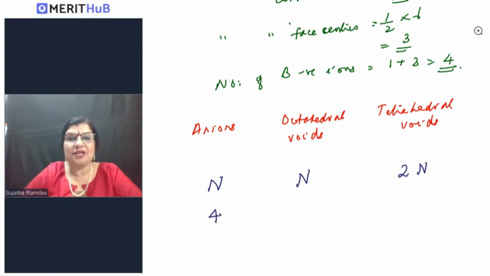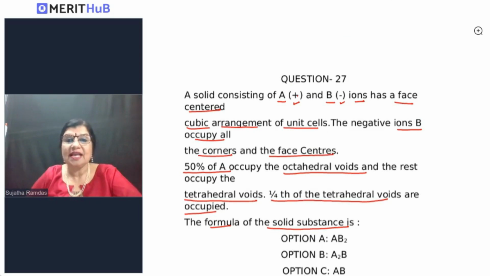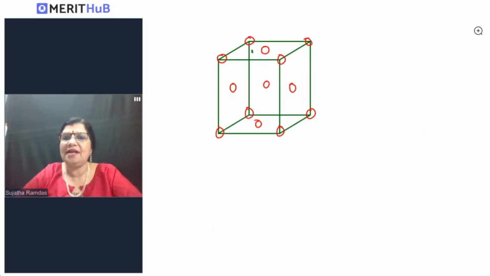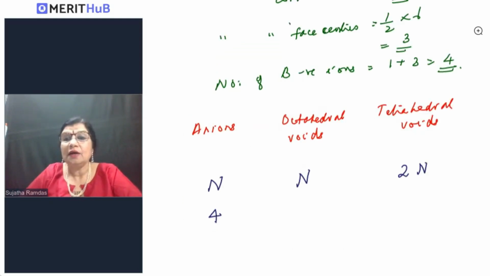There are 4 anions. Let's go back to the question. Let's focus on this information here. 1/4 of the tetrahedral voids are occupied. So if there are 2n tetrahedral voids, here there are 8 tetrahedral voids, 2 into 4, correct?